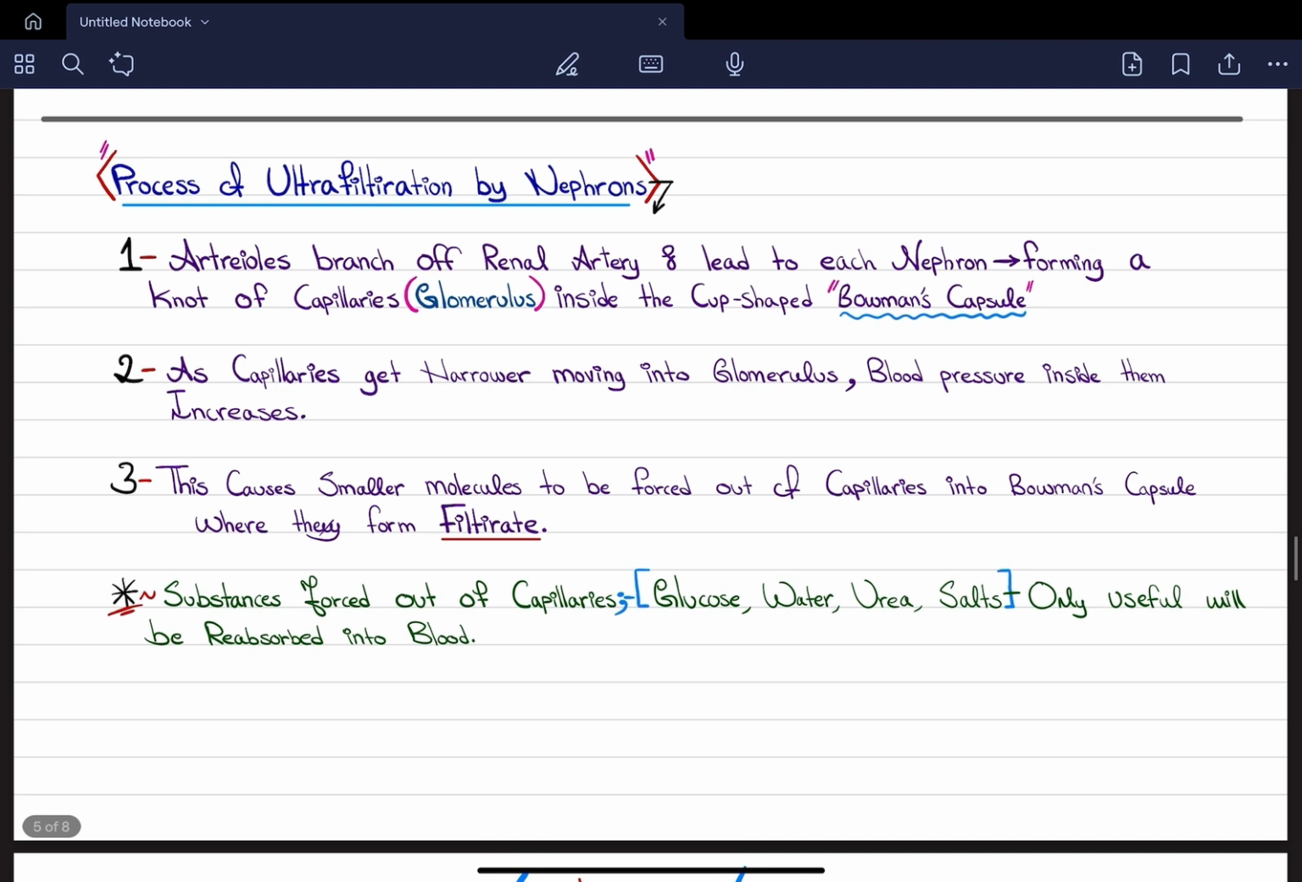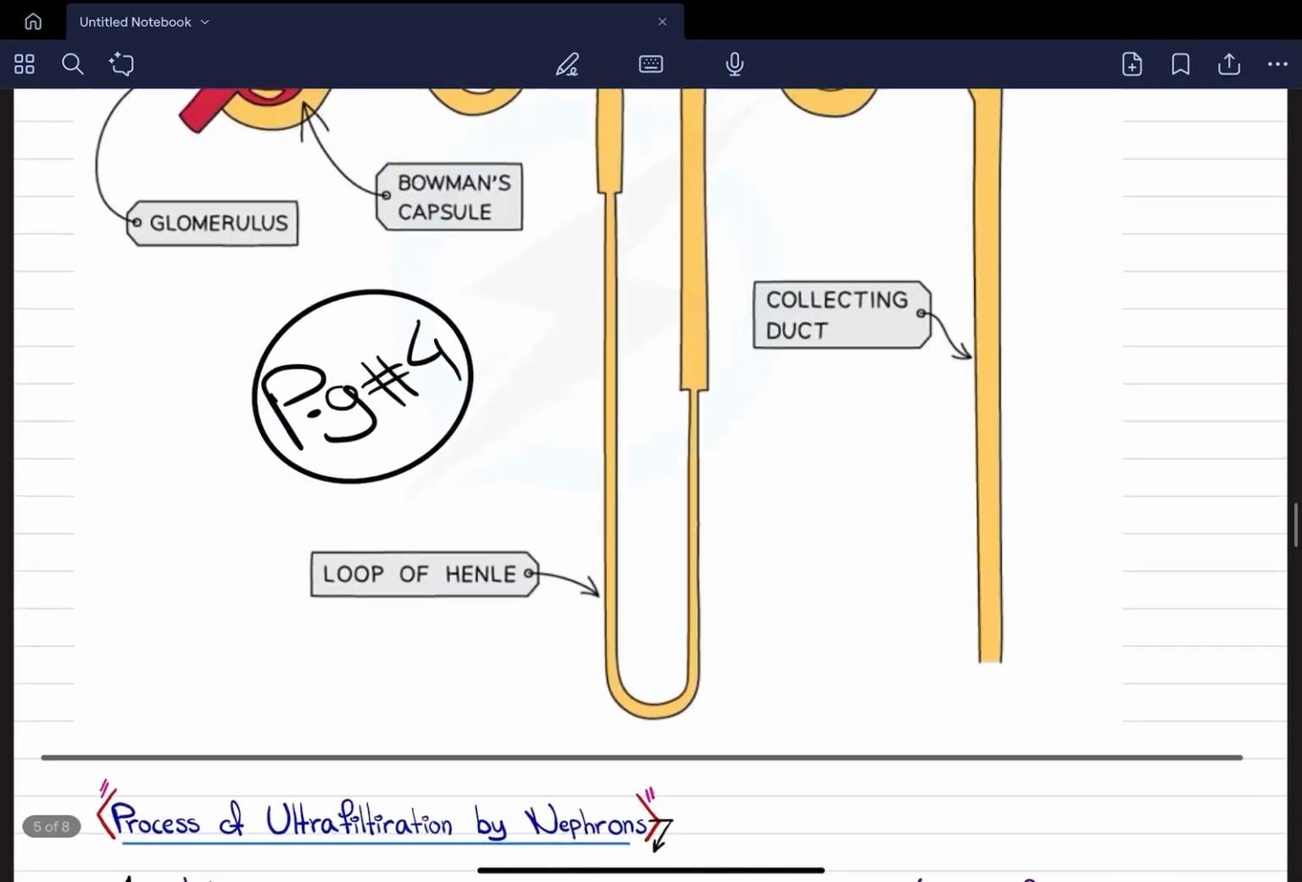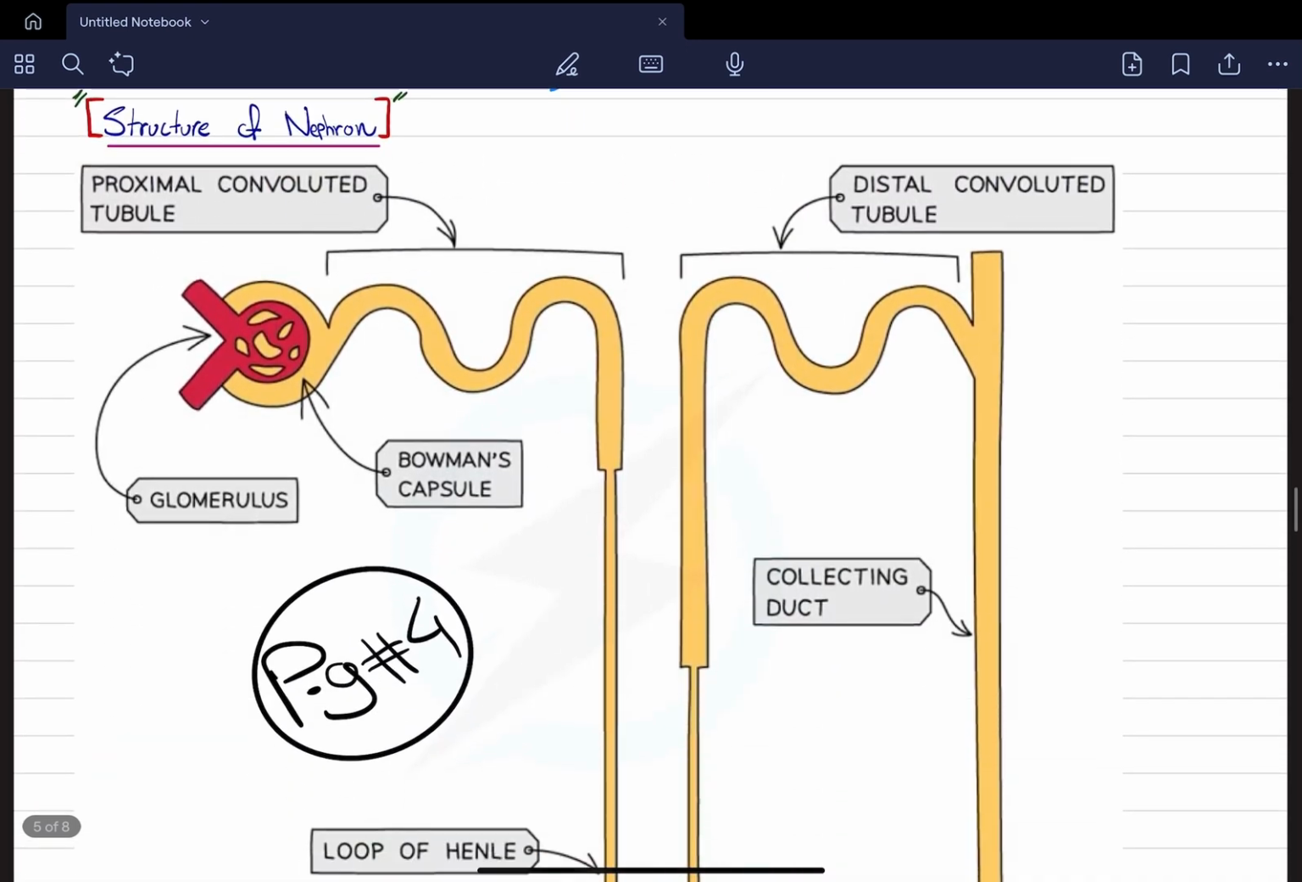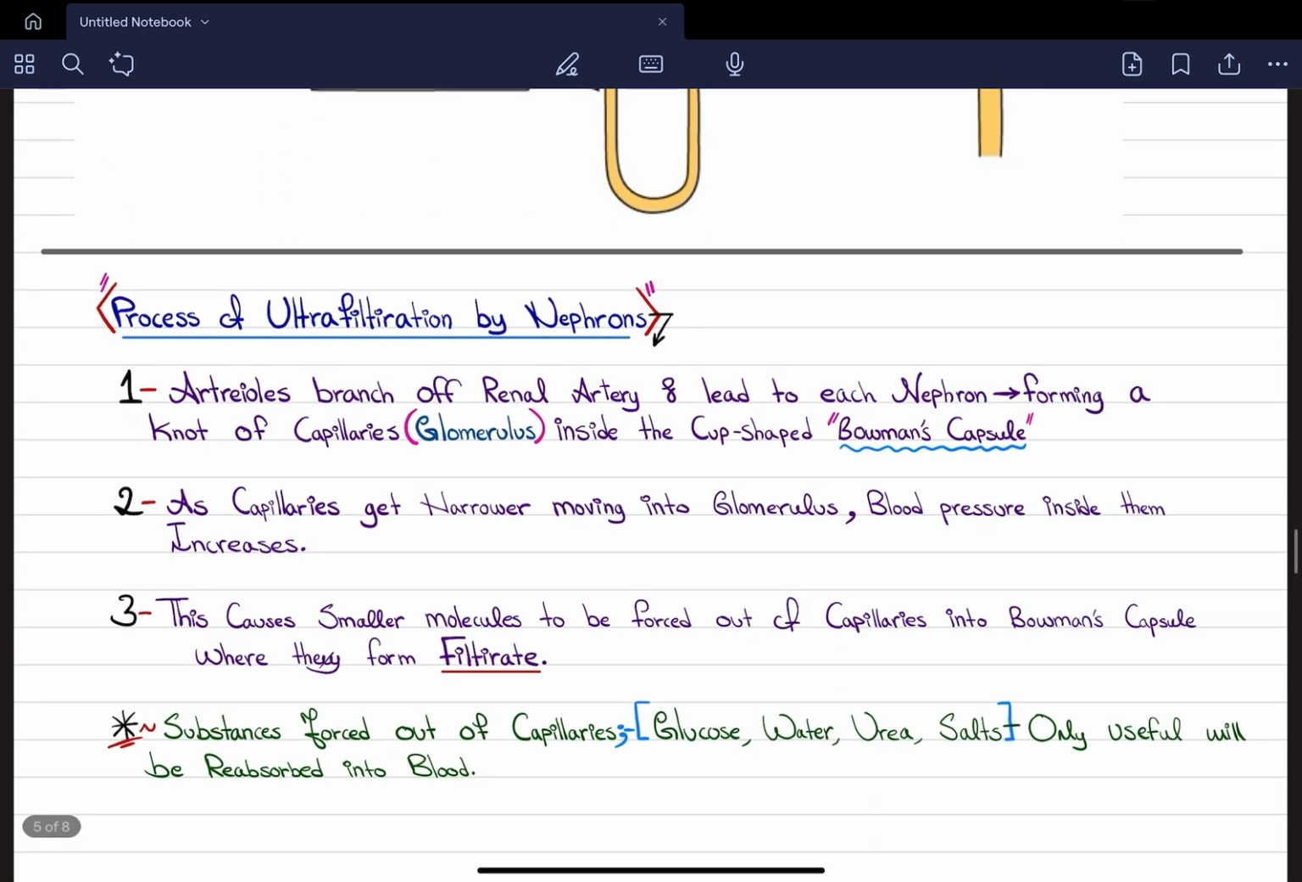So, the process of ultrafiltration. Nephrons filter blood by the process of ultrafiltration. Arterioles first branch off the renal artery and lead to each nephron, forming a knot of capillaries, the glomerulus. So arteries are going to branch off, as you can see on the left-hand side, somewhere here, and they're going to come together to form your glomerulus inside a Bowman's capsule.